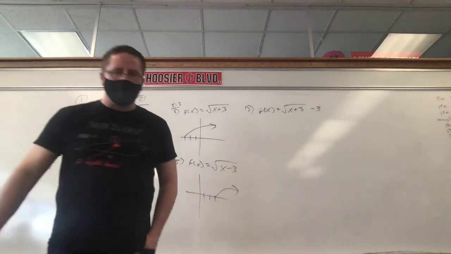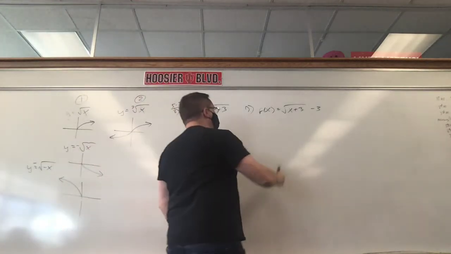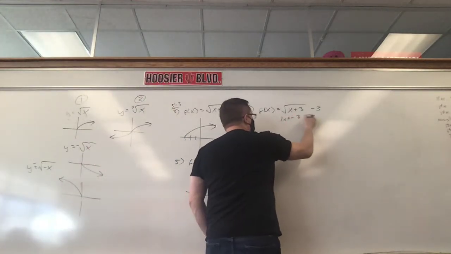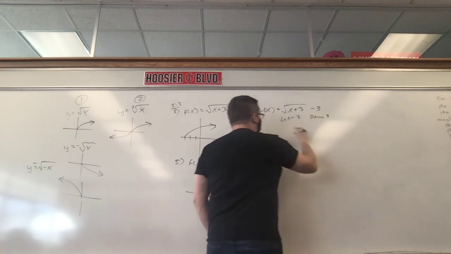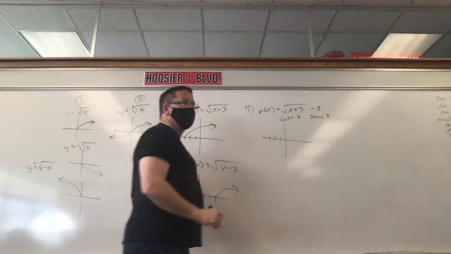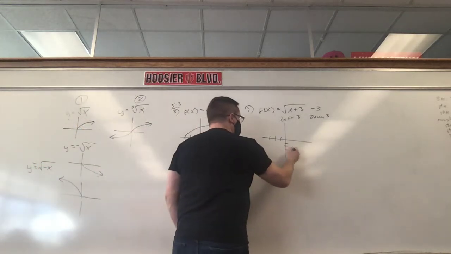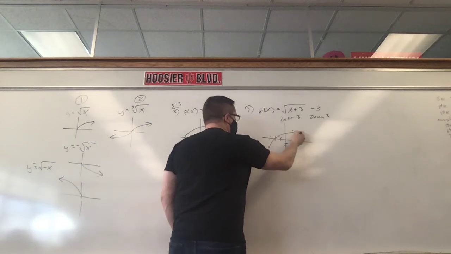Got to answer this one in 4 words. What's this thing going to do? Left 3, down 3. Do you have to write left 3, down 3? No, I just did, but you don't need to. So go left 3. Do I put a dot there? Not yet. I still have to go down 3. Put a dot right here, same graph.